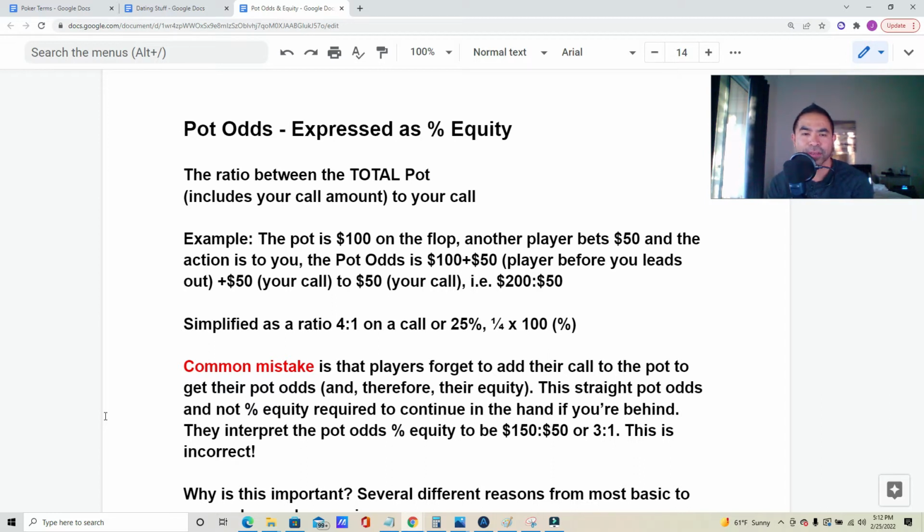I just want to clarify things here. Pot odds expressed as percent equity. Typically, when you hear about pot odds, they're giving you the number of the pot to your call, but simply pot odds by itself. What's important here is pot odds expressed as percent equity, and you'll see that it is a slightly different calculation. The reason why this is important is because pot odds alone doesn't give you the equity. And equity is simply the percent chance of you hitting your draw on the turn or by the river.